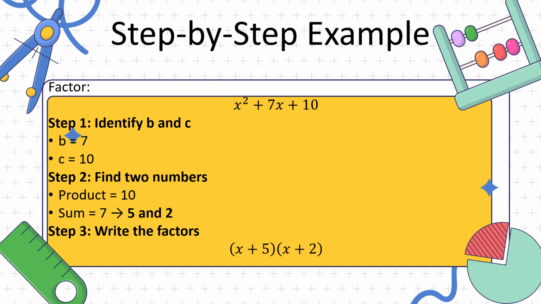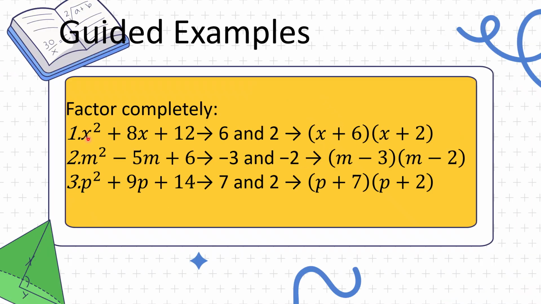Right? Now, let's have this guided example. We have x squared plus 8x plus 12. We know that the factors of 12 are 6 times 2, or 6 and 2. And if we add them, 6 plus 2 is 8. So our answer is correct. We get the factors x plus 6 times x plus 2.